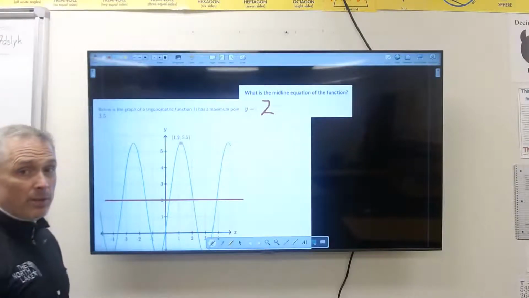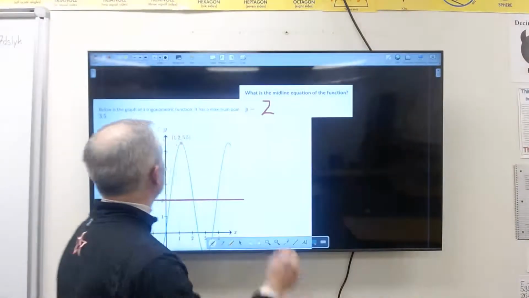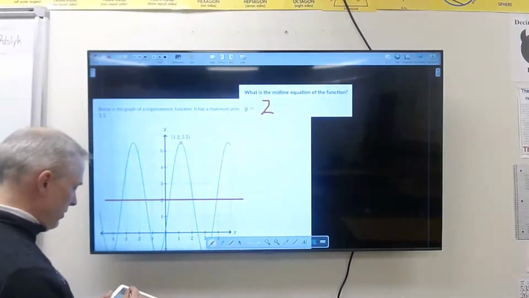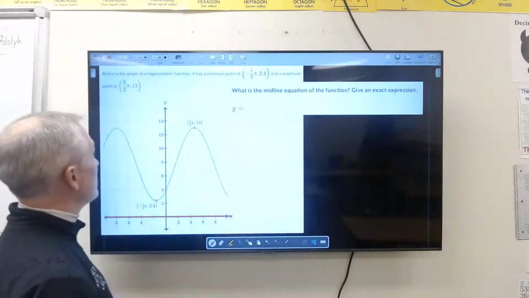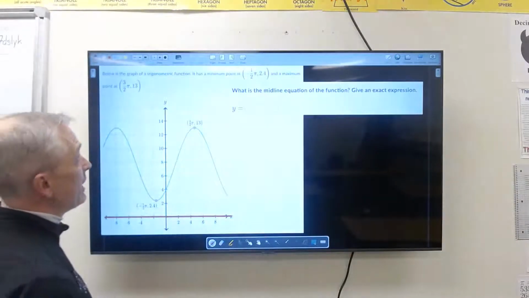That's it. That's all we have to do. Okay, shift it so that it goes y equals 2. All right, next one. One of these days I'm going to figure out how to do this a little bit more precisely, but that's okay.